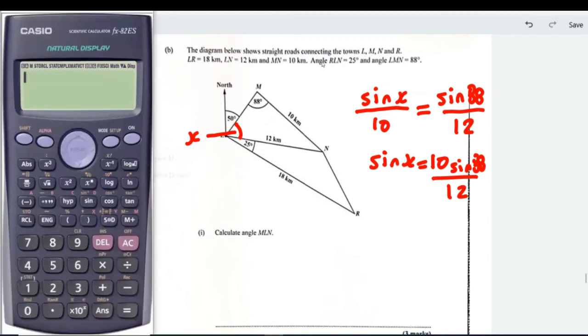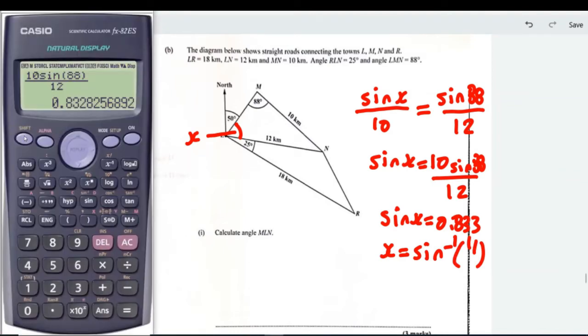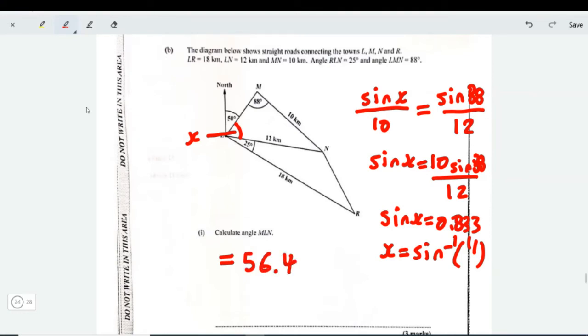You go ahead and put that into your calculator. 10 sine 88 divided by 12 works out to be 0.833. So sine X is 0.833. Now X is going to be sine inverse of that. So you take your calculator and sine inverse the answer, and you get 56.4 degrees. So angle MLN works out to be 56.4 degrees. And we'll put on our degrees. That's the answer right there.